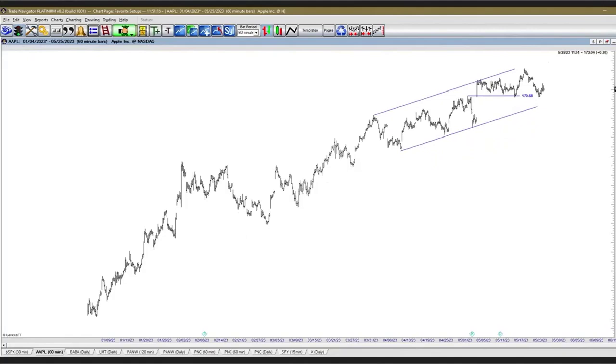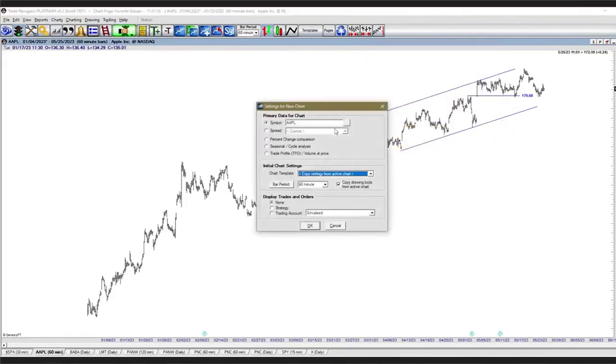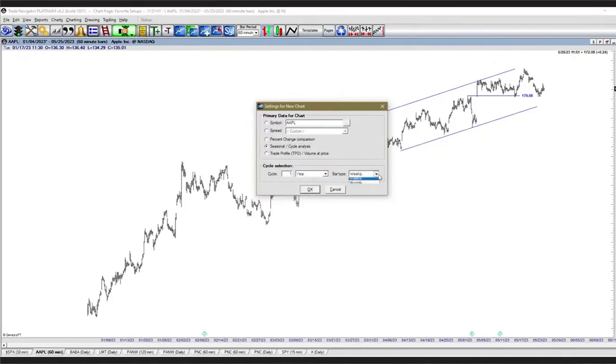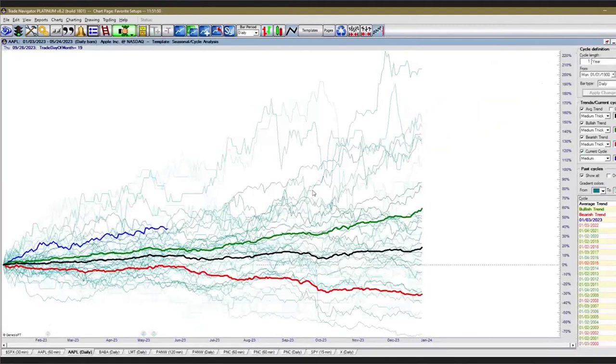Nicholas asking, can A be a WXY? Yeah, like A of a triangle can be a double zigzag, or A of a flat can be a double zigzag. Yes. How do you access the seasonal charts? Well, I get it through Trade Navigator. Like I can pull up a seasonal chart of Apple here, and I will just click seasonal analysis there, daily, and then boom, here it comes. So that's one of the good features of Trade Navigator.